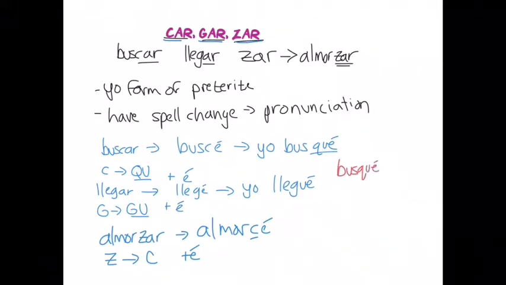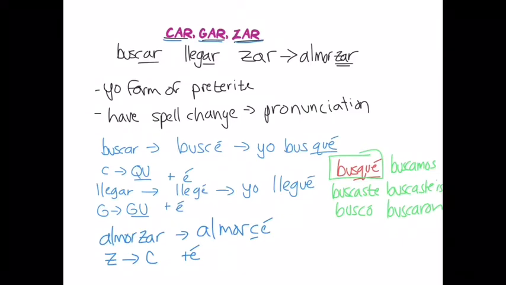So again, we've got busqué with that C that changes to a QU, but the other conjugations are normal. Buscaste, buscó, buscamos, buscasteis, and buscaron. The only one that's weird is the yo form because it's a CAR verb. So just keep that in mind. The only form affected here is yo in the preterite.